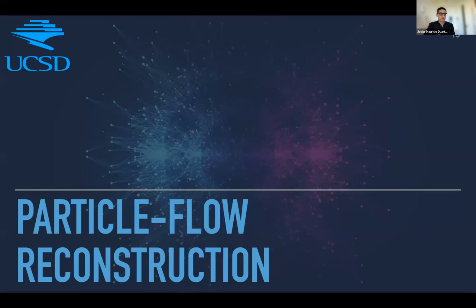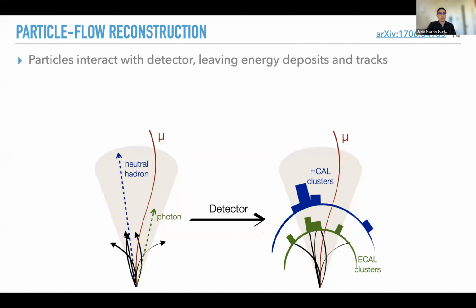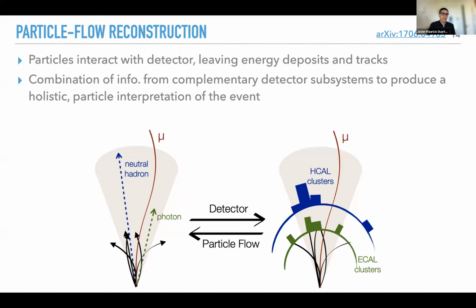So for the first case study, I'll just briefly talk about what particle flow reconstruction is, just to get you on the same page, but then talk about how it can be accelerated. So in general, particle flow reconstruction is this task where you have particles that interact with the detector, so they leave energy deposits and tracks. Particle flow is kind of like the inverse process of taking these signatures that you see, these clusters of energy and these tracks, and trying to combine them in a way to infer which particles left those signatures.